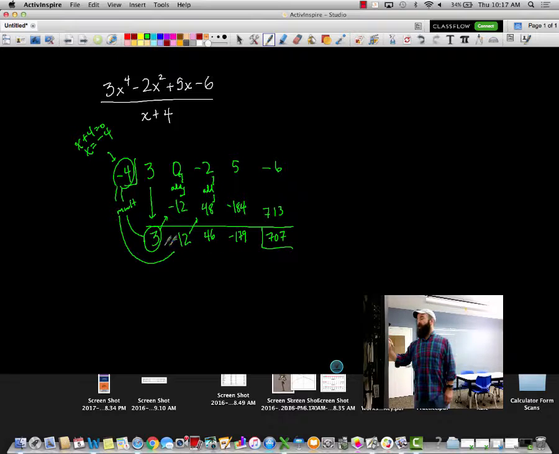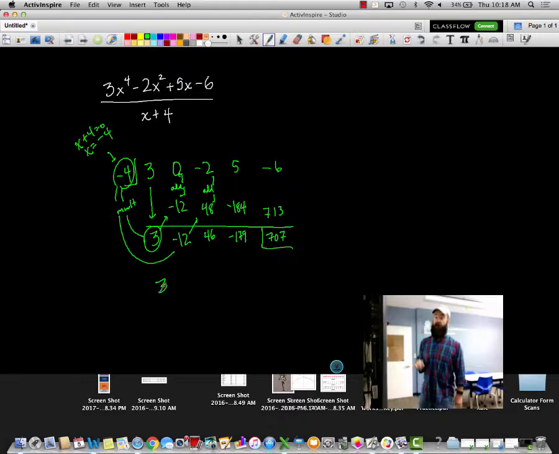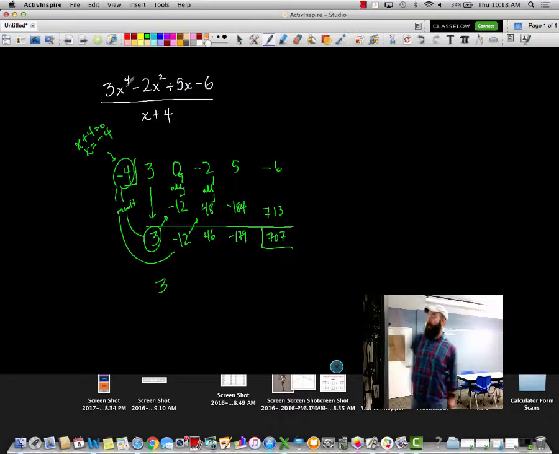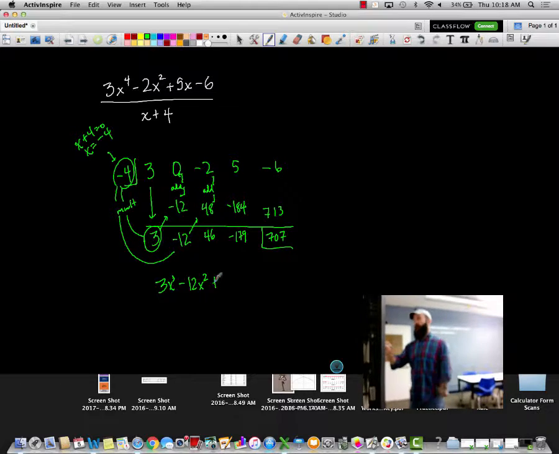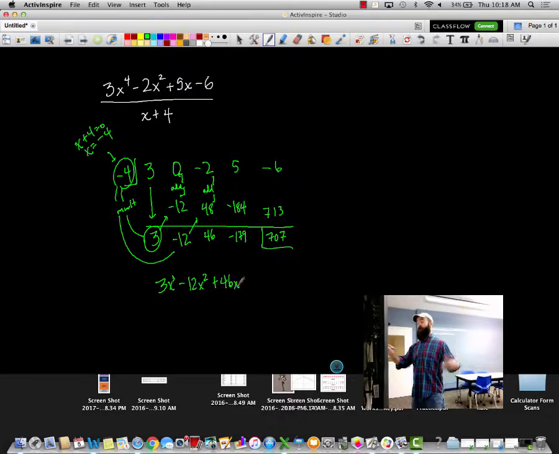And these numbers below the line are the coefficients of my polynomial. Now, this 3 is the coefficient of the term that's 1 less than what my dividend was at the beginning. I had an x to the 4th in the beginning, so this is going to be 3 times x to the 3rd. And then for each of these coefficients, the degree of the term goes down by 1. So this would be -12x squared, 46x to the 1st, -179x to the 0, which means there's no x there.